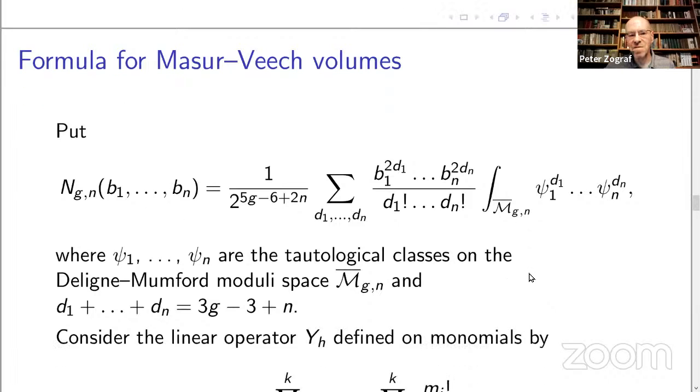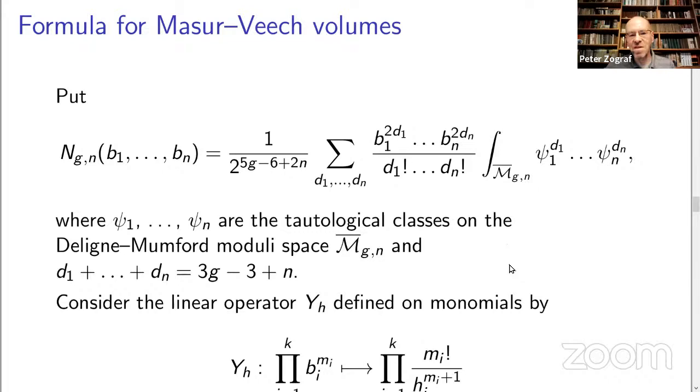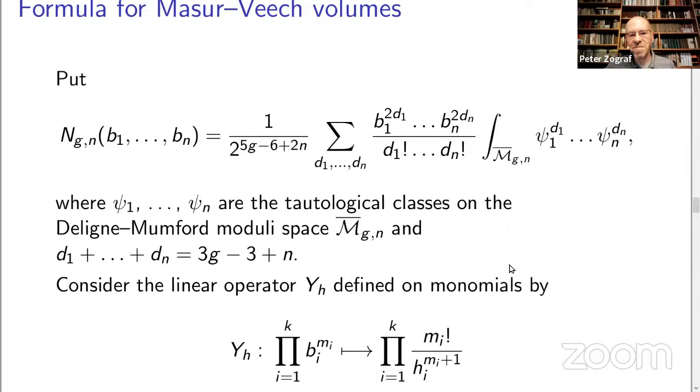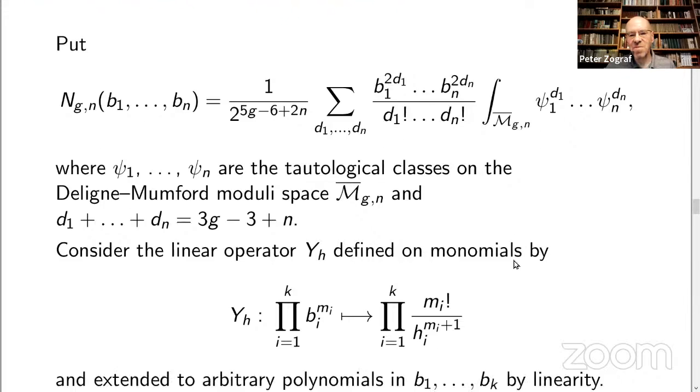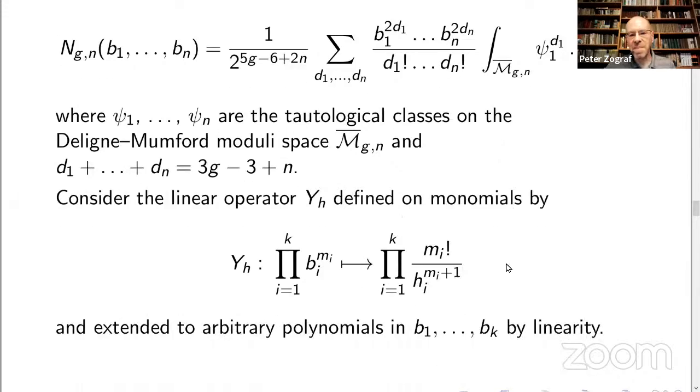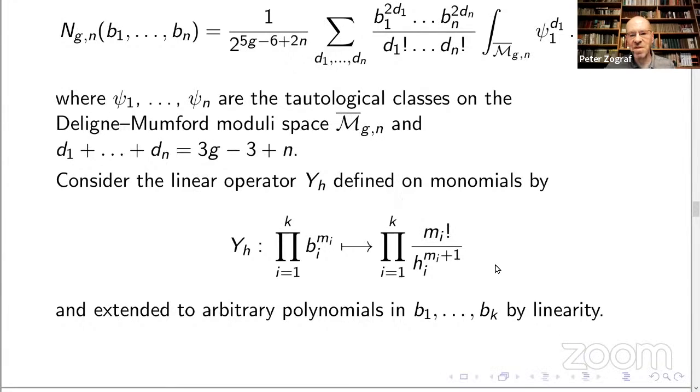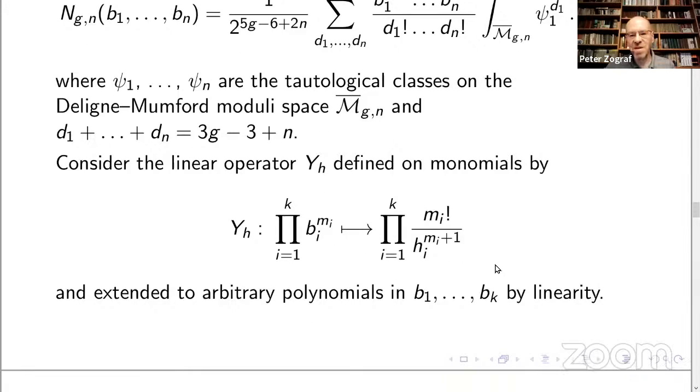So, psi_1 to psi_n are the tautological classes on the Deligne-Mumford moduli space, and the sum of these degrees should be equal to the dimension of M_{g,n}. Now consider the linear operator Y_H defined on monomials by this formula and extended to arbitrary polynomials in b_1 to b_k by linearity.